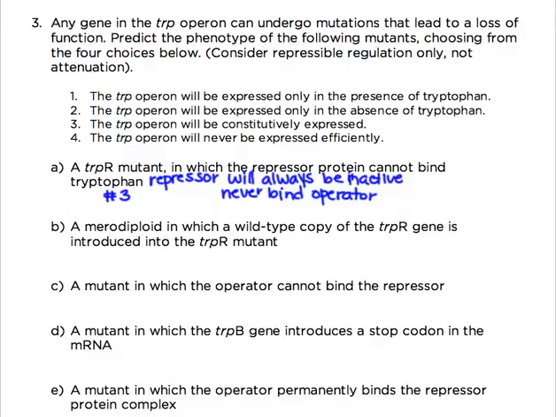Okay, B. A merodiploid in which a wild-type copy of the TRPR gene is introduced into the TRPR mutant. So remember, a merodiploid is where you have a cell, and some of its genes, not the entire genome, but some of its genes, are duplicated via a plasmid. So a plasmid in this case will be introduced into the cell that has a wild-type copy of this repressor protein. So now you're making a repressor protein that can bind tryptophan to become active and block transcription.